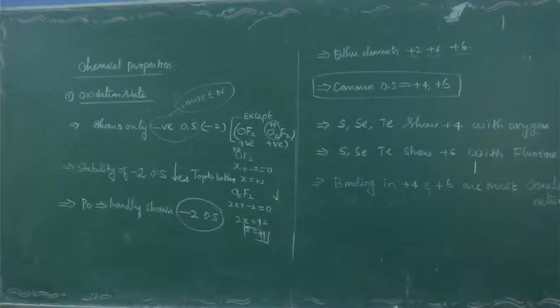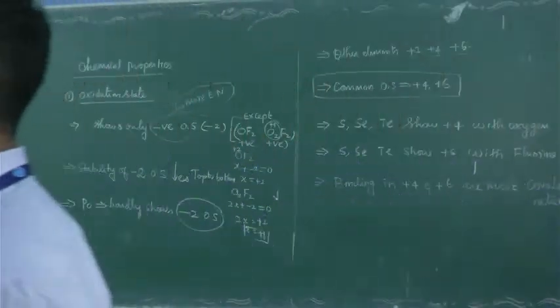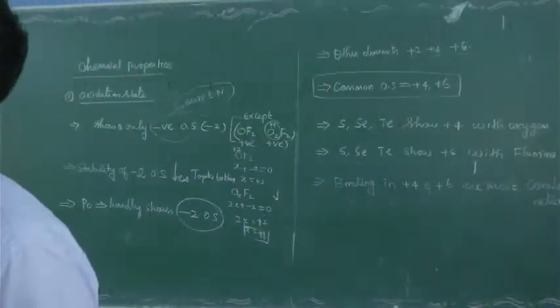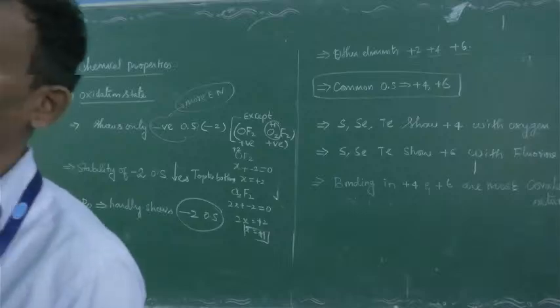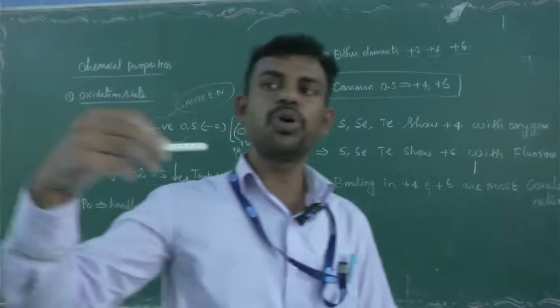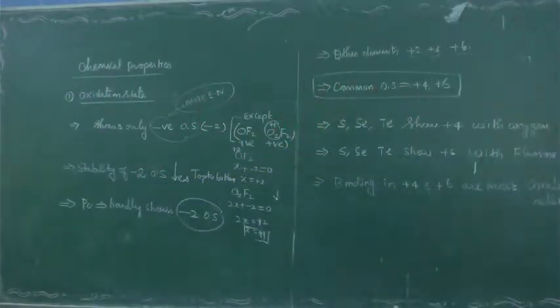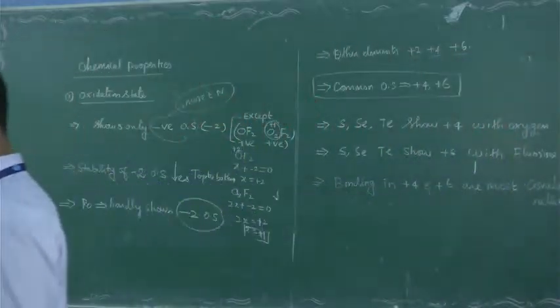According to Fajan's rule, a cation having a small size and high charge will have covalent character. So as the oxidation state goes higher, the covalent nature increases. Please remember: in the lower oxidation state the nature is ionic. Is it clear? Please note this point.